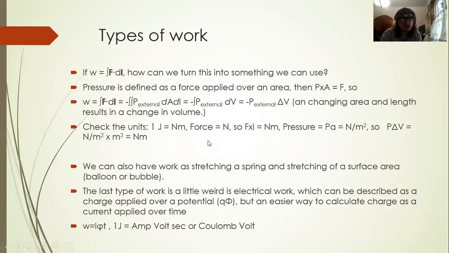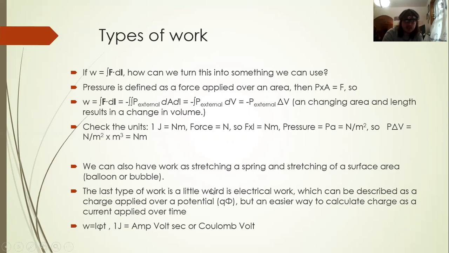Now, that's the most common type of work we'll look at, but we could also look at things like stretching of a spring, where the force is the tension of the spring and the distance that the spring is stretching. You could look at stretching of a surface area of a balloon or bubble. We're looking at the surface area of the bubble changing against the external pressure of that bubble.